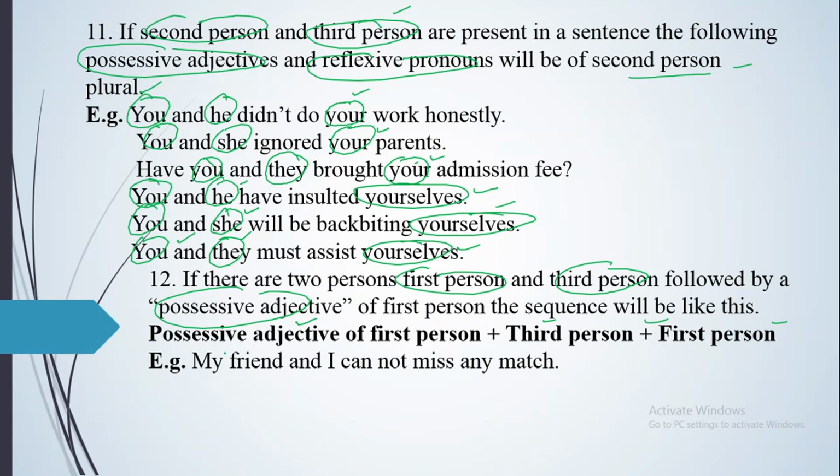Now my is the first person possessive case, then you will bring the third person. After that first person you will bring. Some of the people say I and my friend, but most of the time they will bring it at the end. So you will say, my friend and I cannot miss any match. And my brother, now see, first person possessive adjective, then third person, after that first person. My brother and I will start a new business.